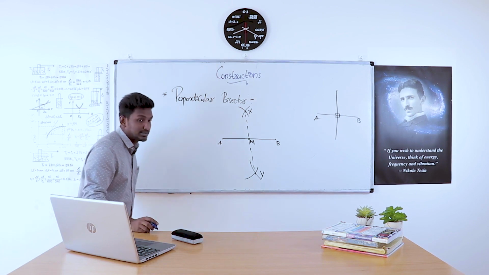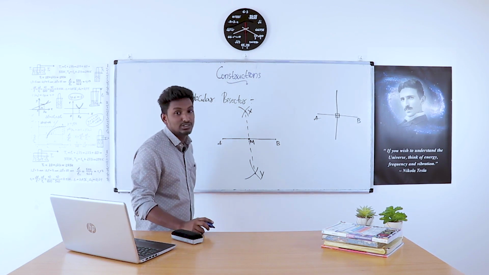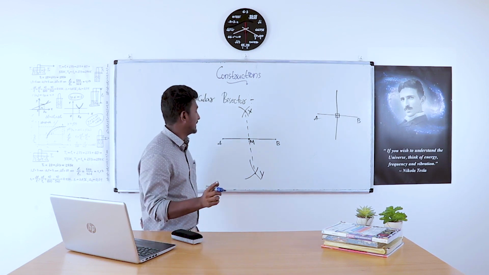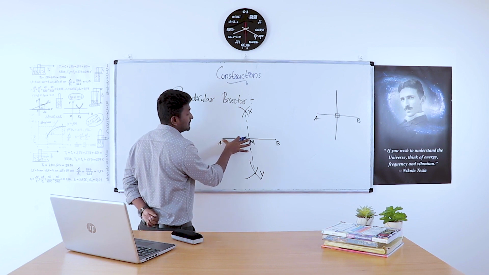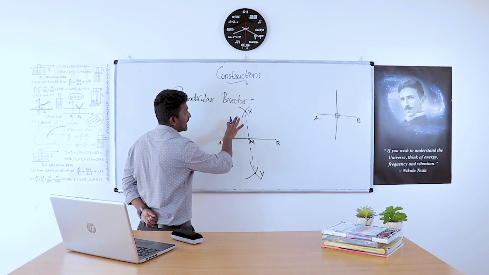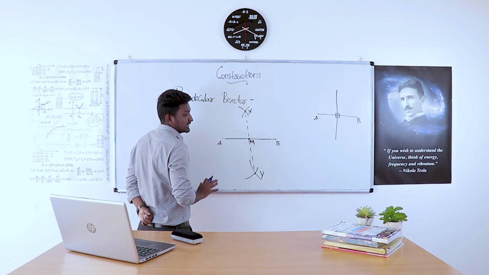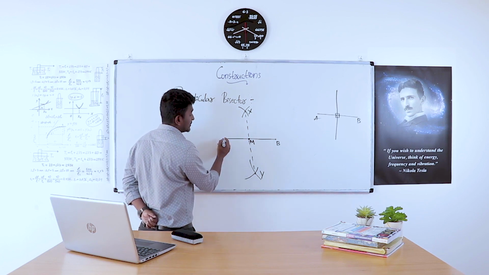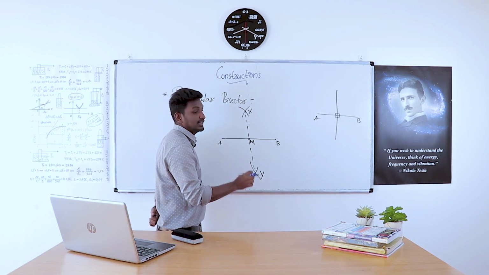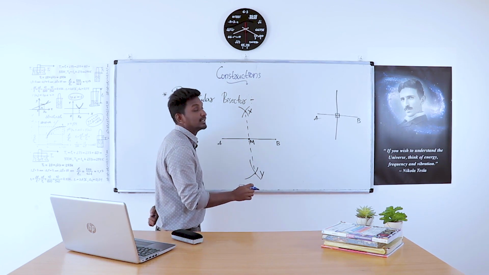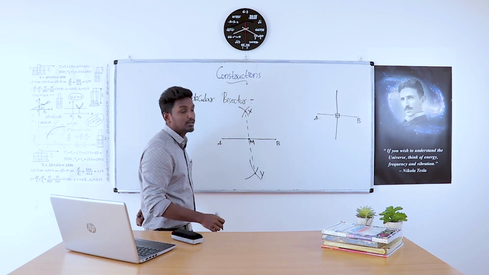So what are the steps to be followed for the construction of perpendicular bisector? First step, fix the compass at A and taking more than half of AB, draw 2 arcs in the upward and downward positions. Step 2, take the compass and fix it in B and using the same length, draw arcs in the upward and downward direction.